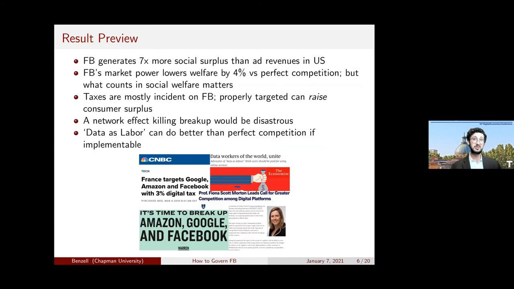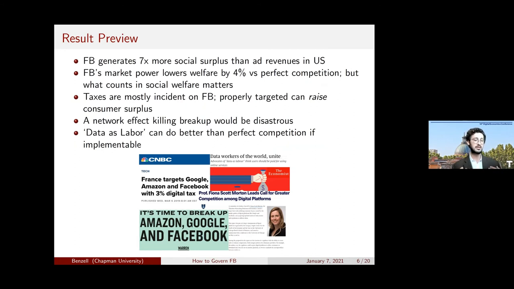Okay, so just because it's a short presentation, the result preview in case I don't get to everything: we find that Facebook generates 7 times as much social surplus as it collects in ad revenues in the United States. That's the good news for Mark Zuckerberg. We also find that Facebook's market power lowers welfare by 4% versus perfect competition, but what counts in social welfare is actually going to matter for that, right?